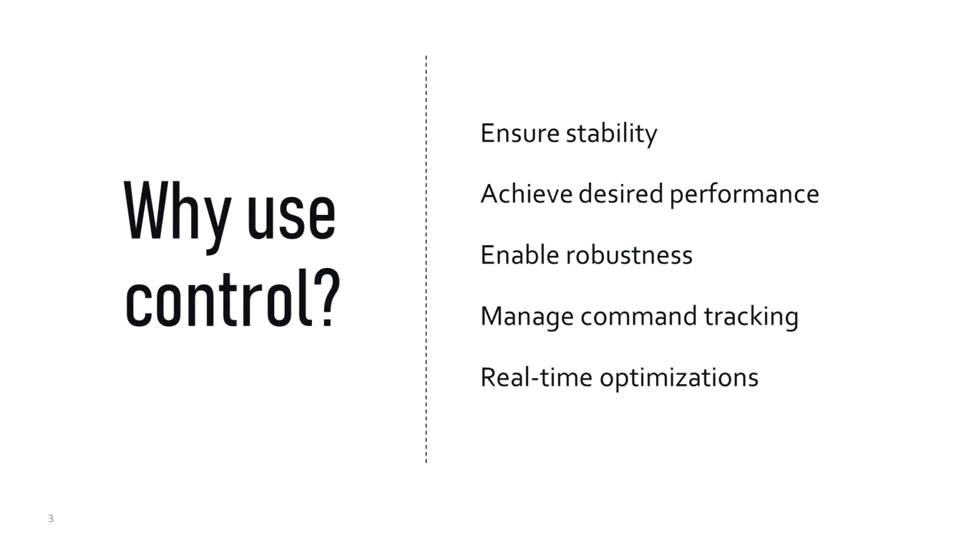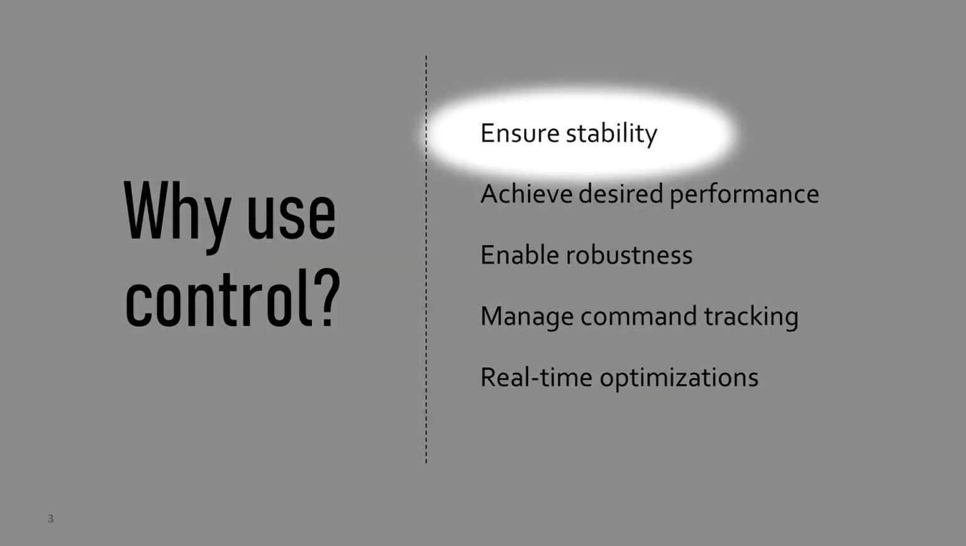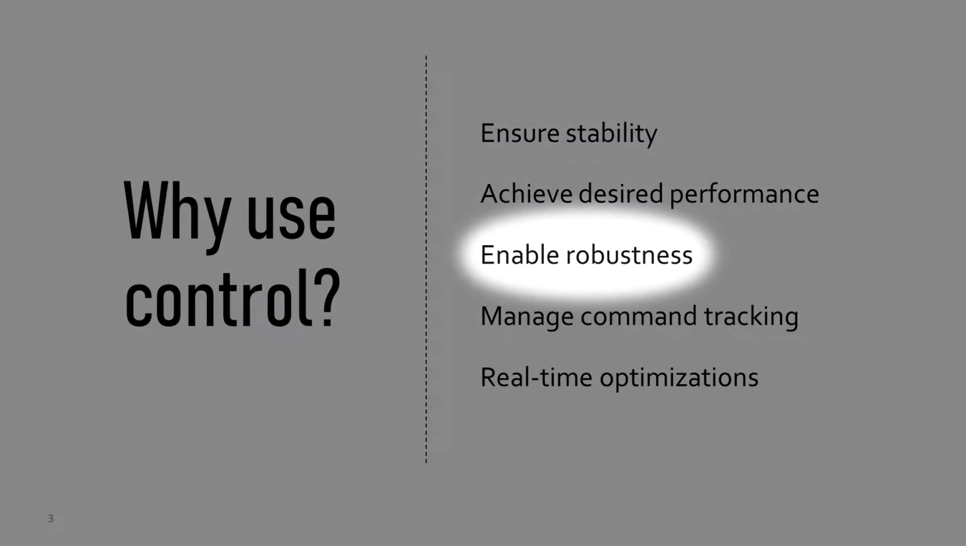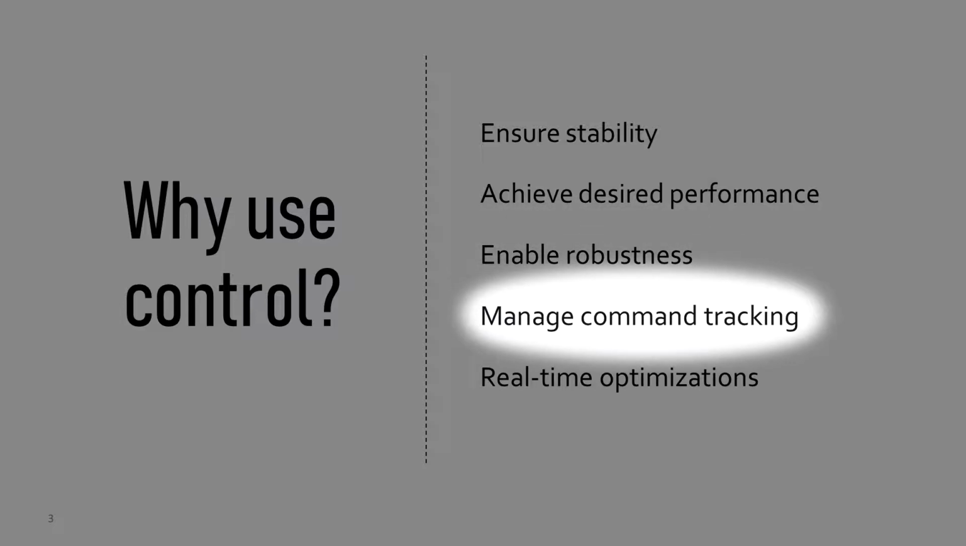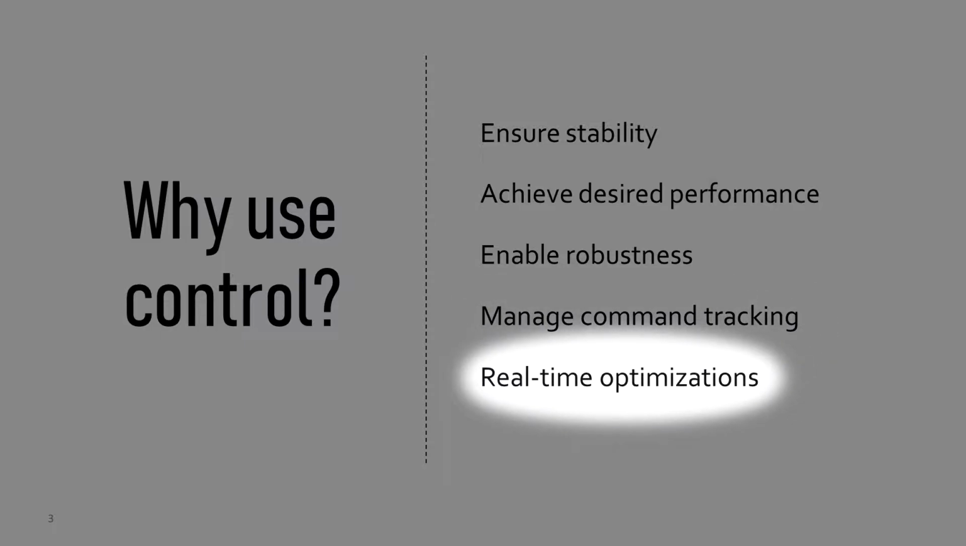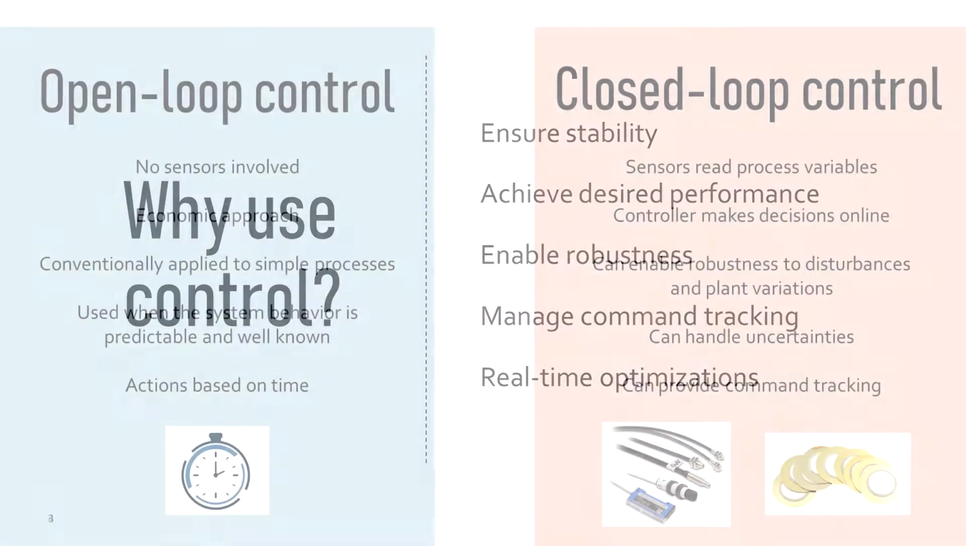So, why use control? In general lines, we can think of control as making interventions to a given plant in order to stabilize a naturally unstable system, achieve some project performance requirement, make some functionality robust to unexpected phenomena, make some variable follow a reference command, and allow for online optimization of some variable in real time.